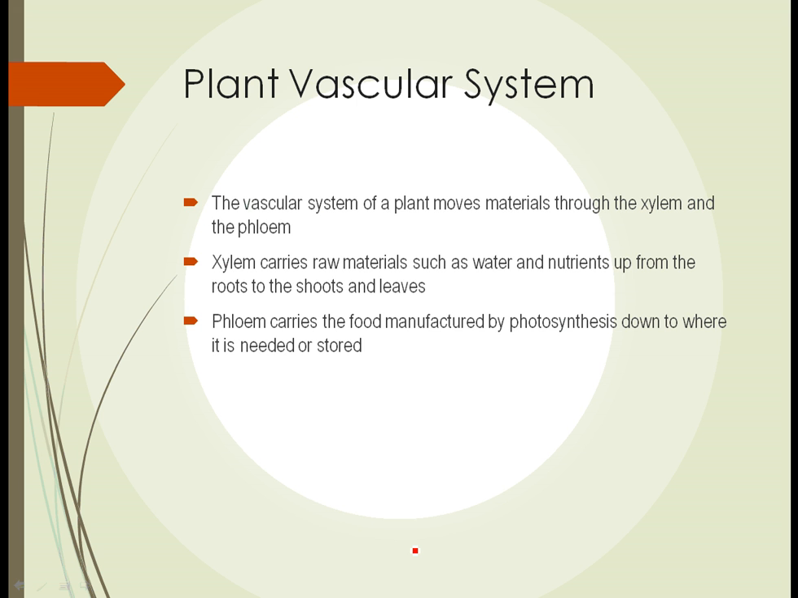Let's look at the vascular system of plants. The vascular system of a plant moves materials through two separate types of tubes called the xylem and the phloem. The xylem carries raw materials like water, nutrients, minerals, things like that, up from the roots of the plant to the shoots and the leaves, where it can be used by the plant in photosynthesis. The phloem then carries the food that's manufactured by photosynthesis back down through the plant to places where it's needed or to where it's going to be stored.